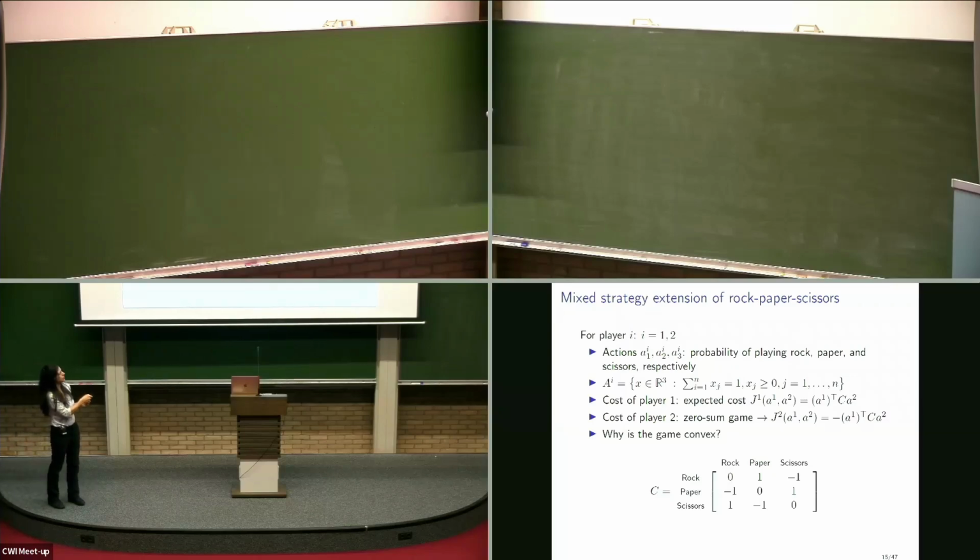So the cost of player 1 would be A1 transpose C A2, where C is this cost matrix we already defined. A1 is a probability vector for player 1 choosing between rock, paper, and scissors, and A2 is a probability vector of player 2 choosing rock, paper, and scissors. And because it's a zero-sum game, player 2's cost is the negative of that. You can see that it's convex because action sets are convex, and also compact. And if you fix any other player's actions, the cost becomes linear. If I fix player 2's action, the cost for player 1 becomes linear in her actions, in her new action space, and so it's a convex function. Okay, I'll just pause for a moment. Are there any questions?